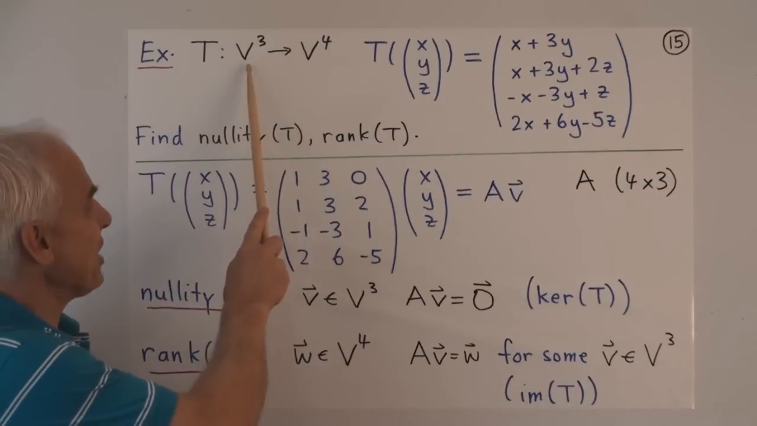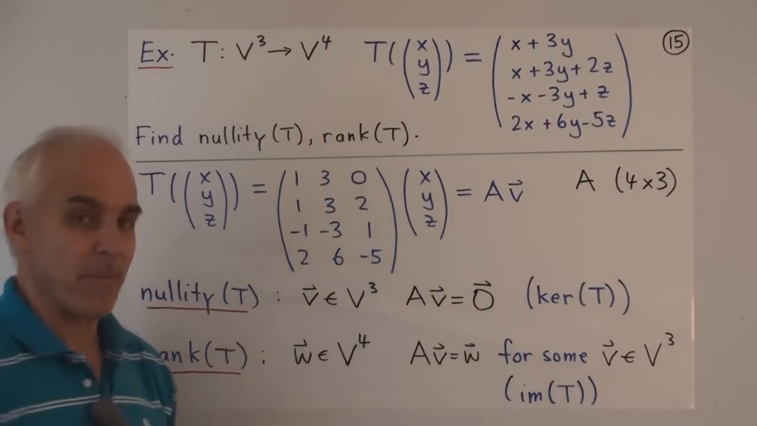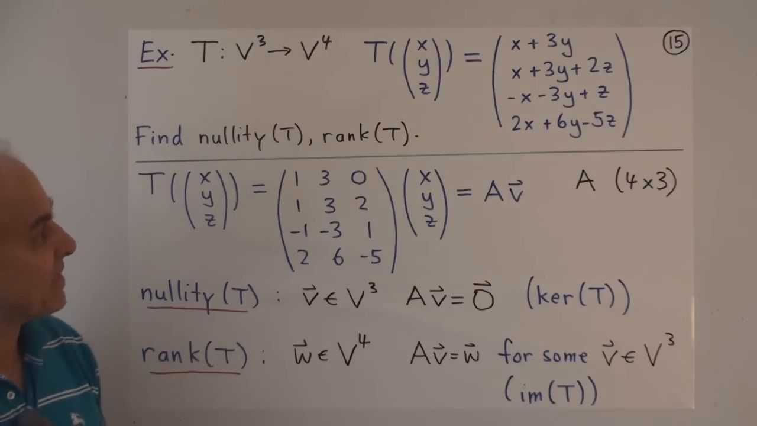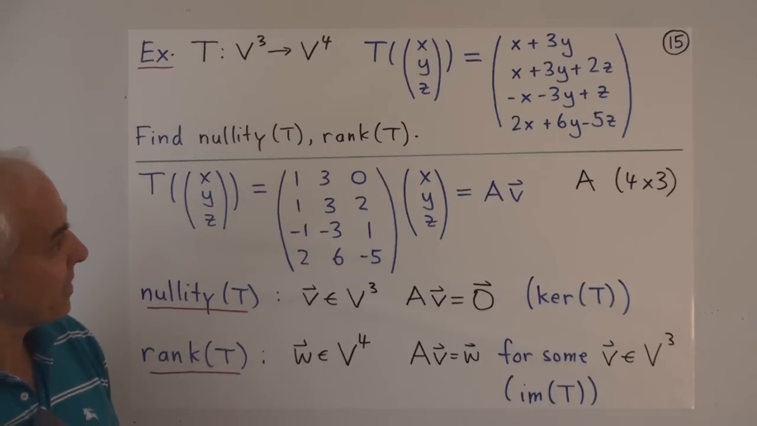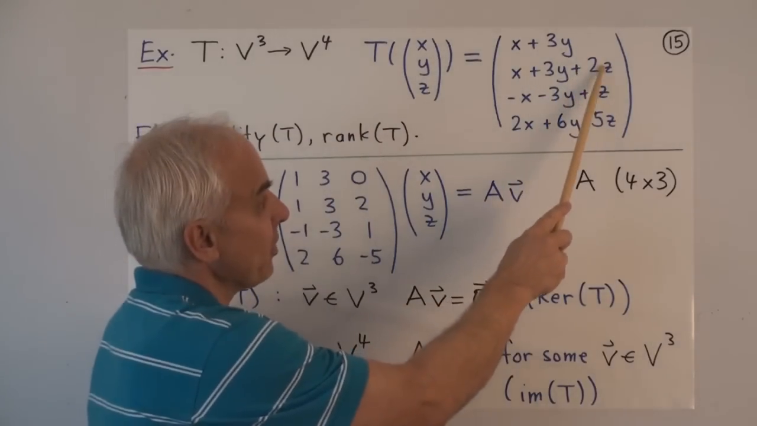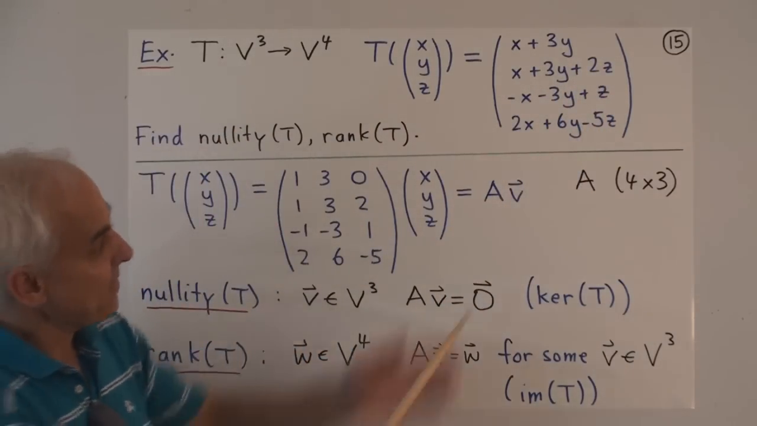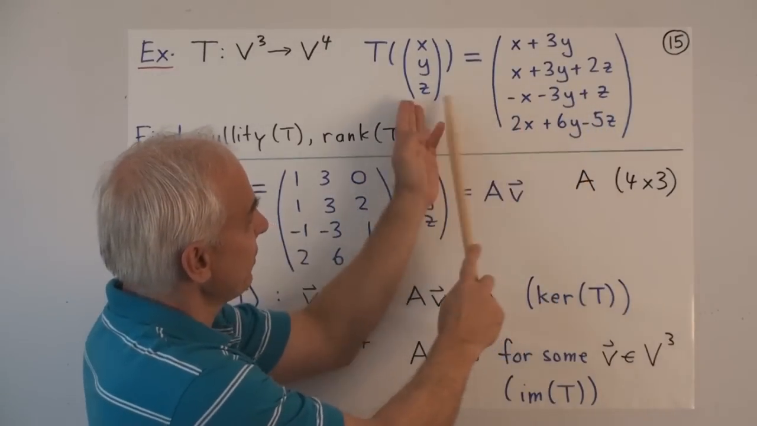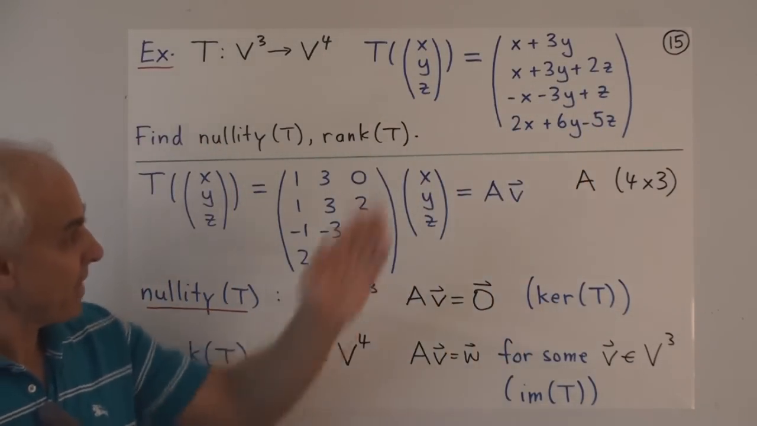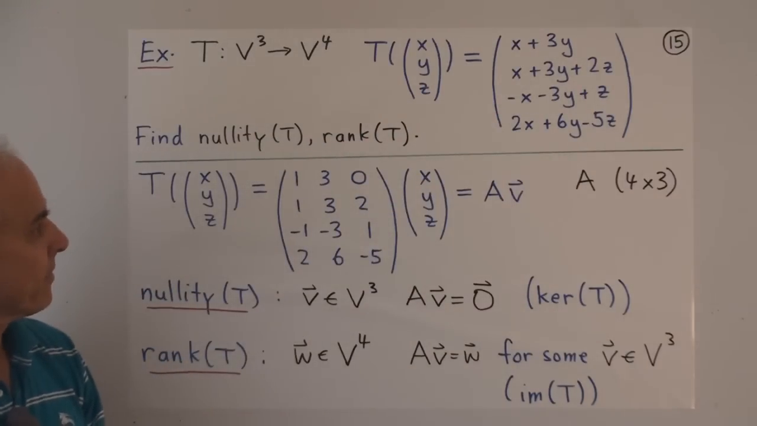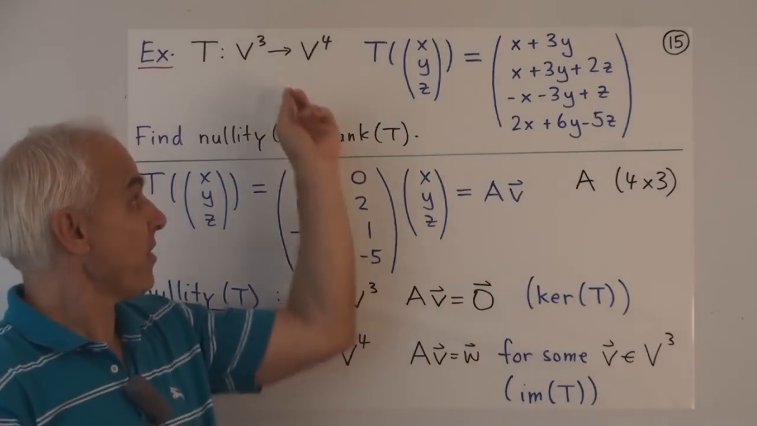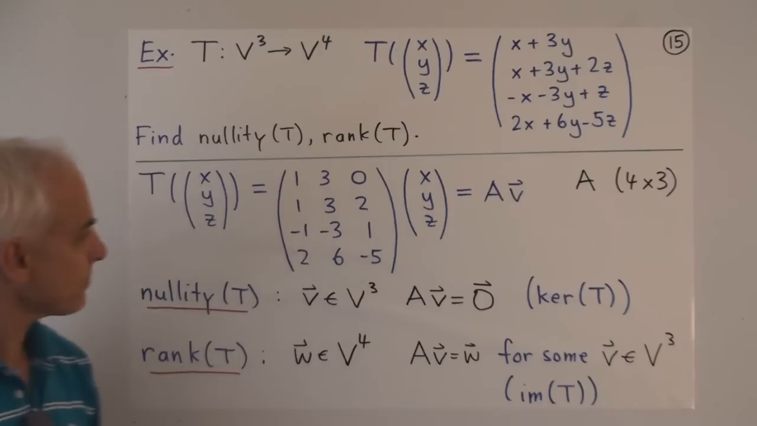Let's consider a transformation now from three-dimensional space to four-dimensional space given by this formula. It's another way of presenting a linear transformation. We're starting off with a vector with 3 components. We end up with a vector with 4 components. And the dependence of the output on the input is completely linear. That's a linear transformation. And our aim is to try to find the nullity and the rank, and let's check whether the rank-nullity theorem really works.